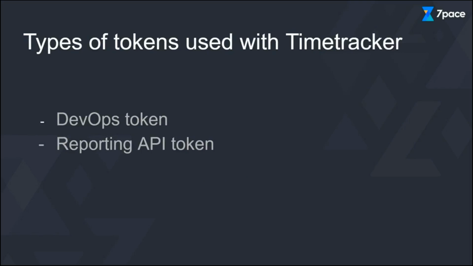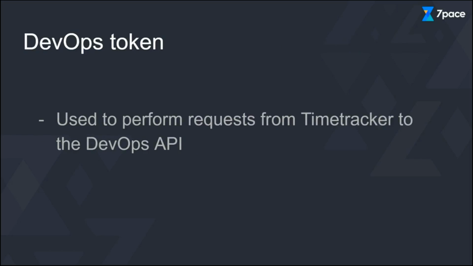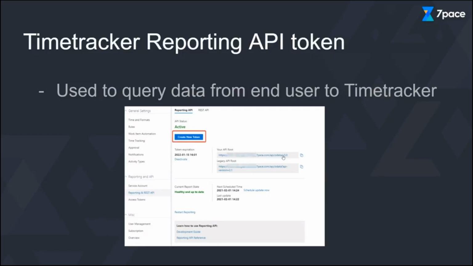So the types of tokens used with Timetracker are the DevOps token and the reporting API token. The DevOps token is used to perform requests from Timetracker to the DevOps API. The Timetracker Reporting API token is used to query data from the end user to Timetracker. So now let's head over into Timetracker.